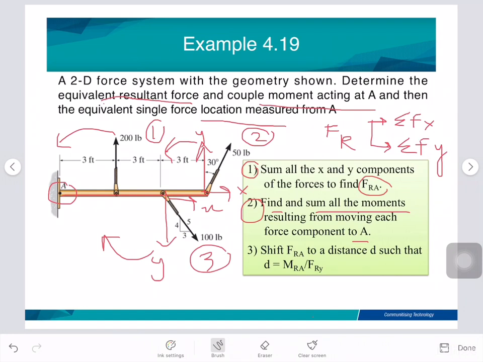So you should know that the moment is equal to force times distance, and this distance must be perpendicular. Okay, number three, you need to find the distance D. So how to define the distance D? The equation is given here: D is equal to the moment resultant divided by FRY. So you need to divide, after you get the moment resultant at A, divide by FRY. So let's solve.